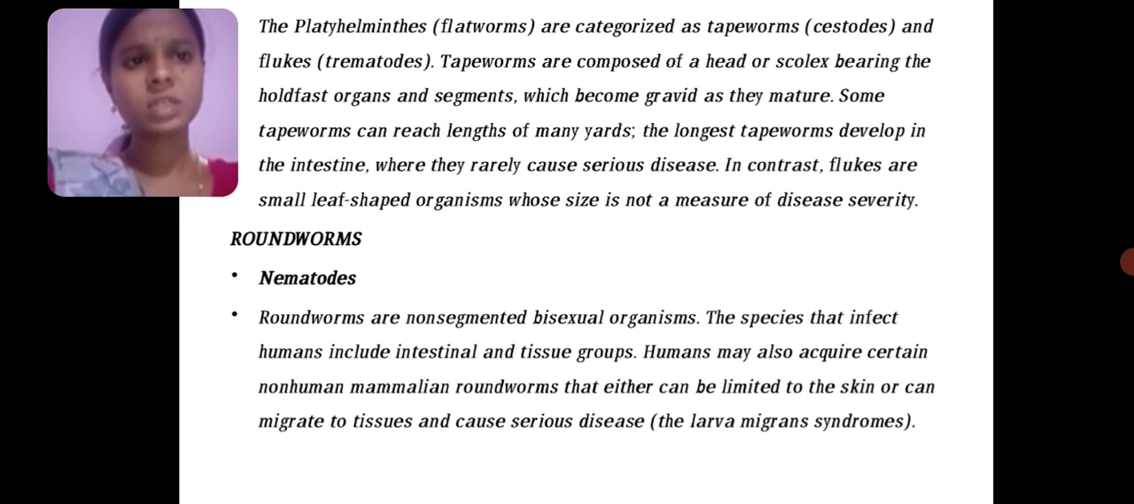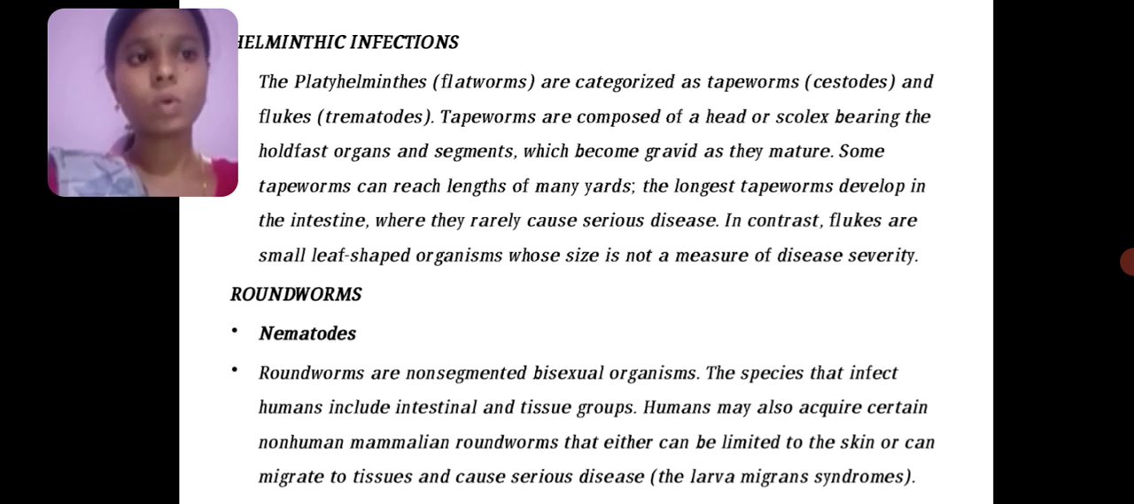Helminth infection, flatworms: categories of tapeworms, cestodes, and trematodes. Tapeworms are composed of scores of segments, with the head bearing the structures that attach to host organs, and the mature segments behind. Some tapeworms can reach lengths of many yards. The longest tapeworms develop in the intestine, where they rarely cause serious disease. Trematodes, or flukes, are small leaf-shaped organisms whose size is not large.